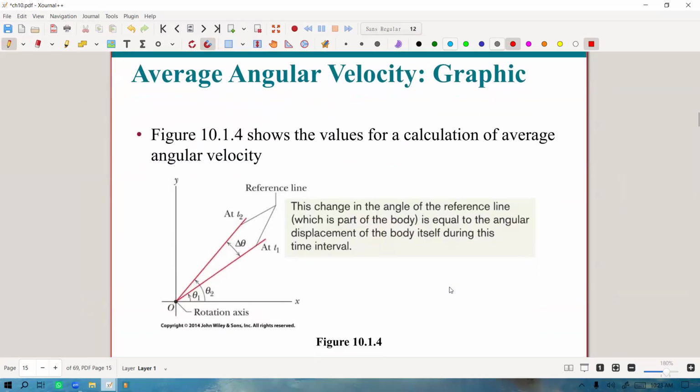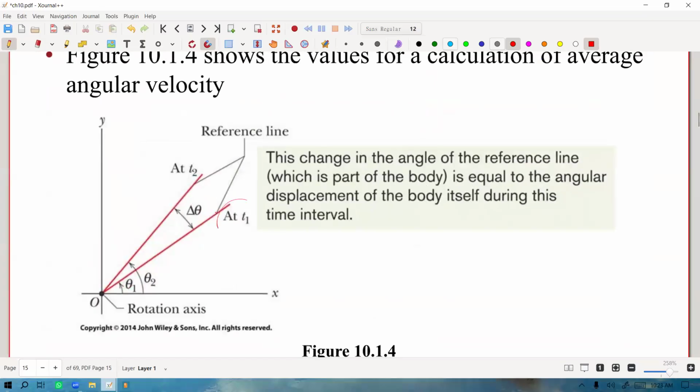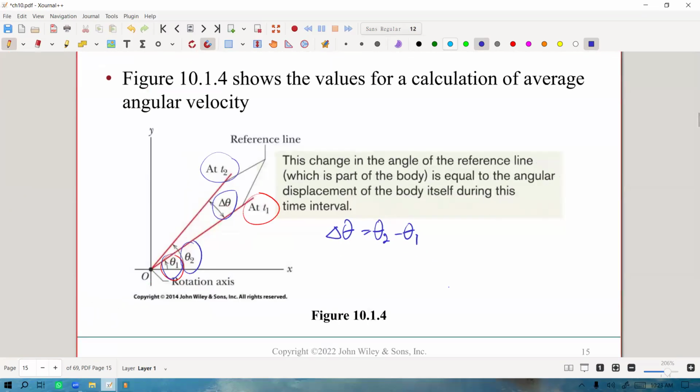Okay. So for the graphs, here is the average angular velocity. Imagine that at t1 the position is theta 1, and then at the second time, t2, the position is theta 2. So you can measure the delta theta. Delta theta is theta 2 minus theta 1. This change in the angle of the reference line, which is part of the body, is equal to the angular displacement of the body itself during this time interval.